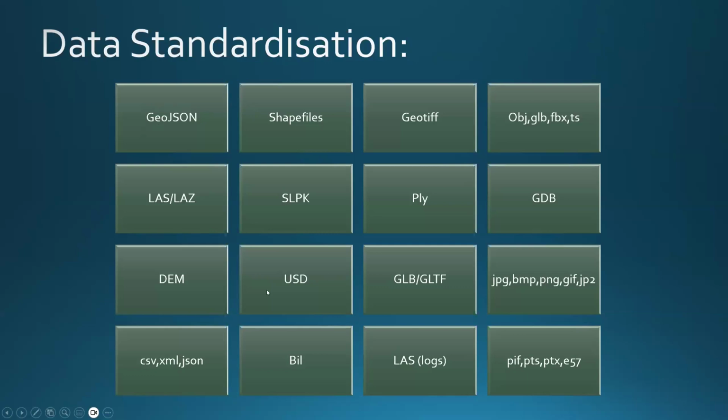Then we have this one down there, the Universal Scene Description, which is becoming more popular. USD is the format that is driving the metaverse, and it means Universal Scene Description. It's actually been developed by Pixar, and it's gaining real popularity. It's often called the JPEG of 3D.